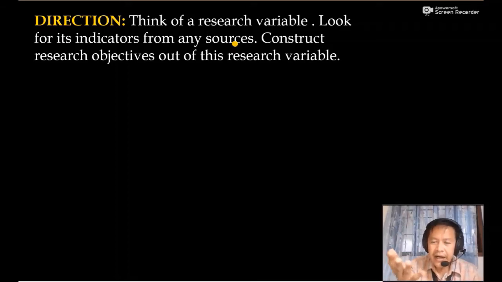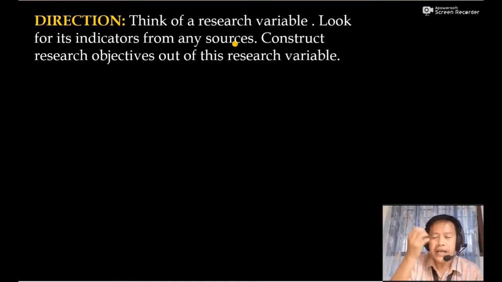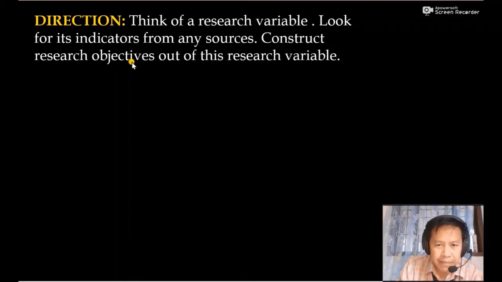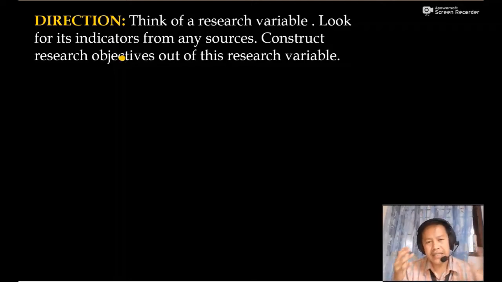Because the idea that you want to investigate could be a variable. And if you cannot do the interview or the focus group discussion, you can use online sources. You are going to use the internet for your research. If you cannot go to the physical library, what you need to do is to construct research objectives out of this research variable. How are you going to construct research objectives? Because research objectives are your research problems already.